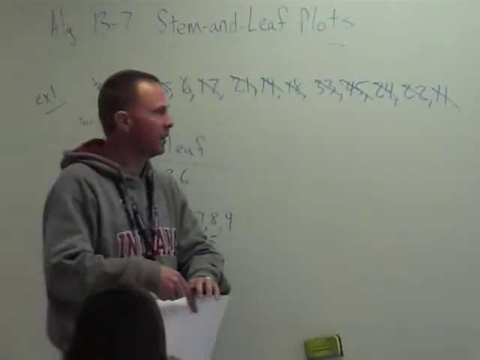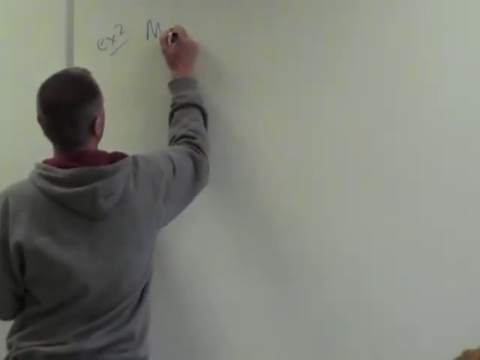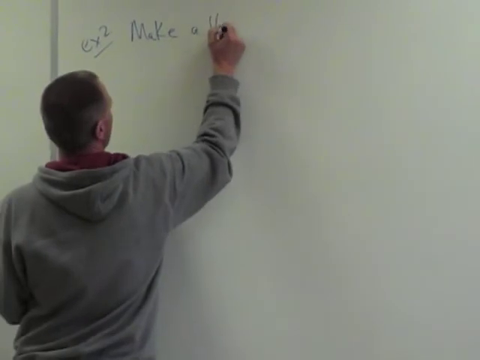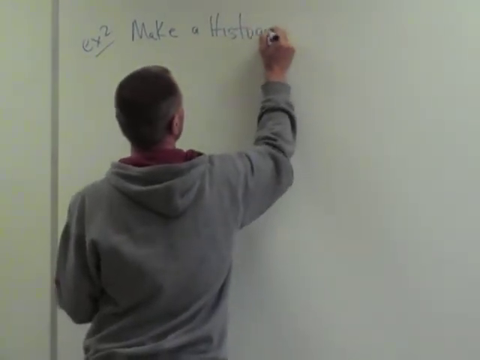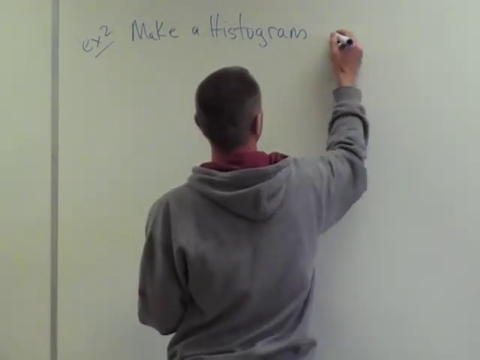All right, so let's talk about example 2. All right, make a histogram for the price of candy at the store.